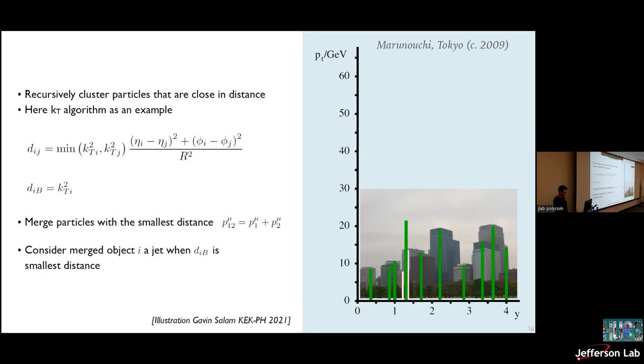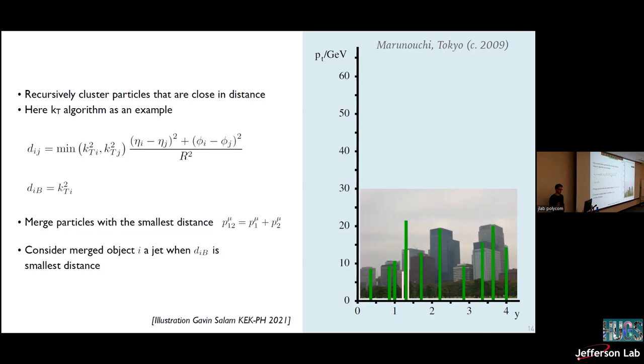So we add a green bar here that is the sum of them, just adding the transverse momenta of the two. And we remove the original two from the list, so the two white ones are basically gone. They're grouped together into one. So that's shown now here. That's the first step of the clustering procedure. And now we just iterate that.